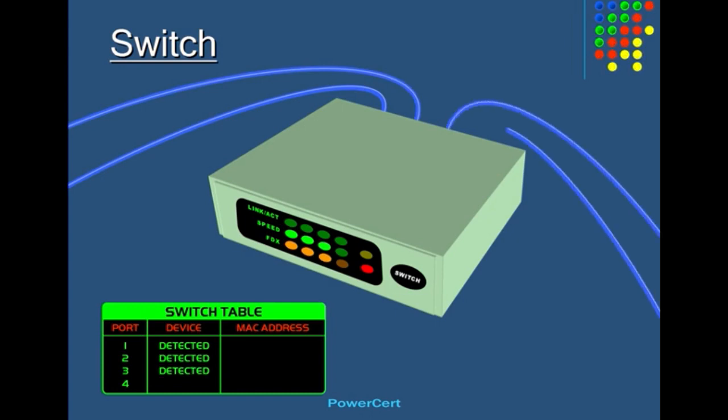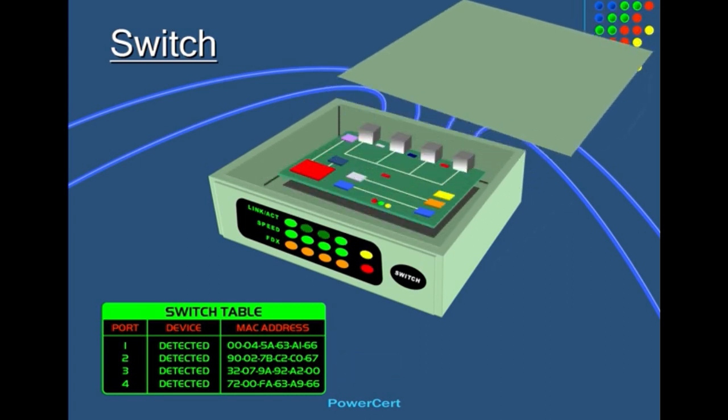Now a switch is very similar to a hub. It is also a device that has multiple ports that accepts Ethernet connections from network devices. But unlike a hub, a switch is intelligent. A switch can actually learn the physical addresses of the devices that are connected to it, and it stores these physical addresses, called MAC addresses, in its table.